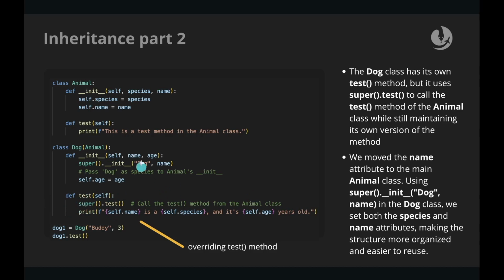Okay, so first we get this is a test method in the animal class. And then below we should see self name is a self species and it's self age years old. All right. So hopefully inheritance and super is kind of understandable. Let's take a look at how it works in practice.